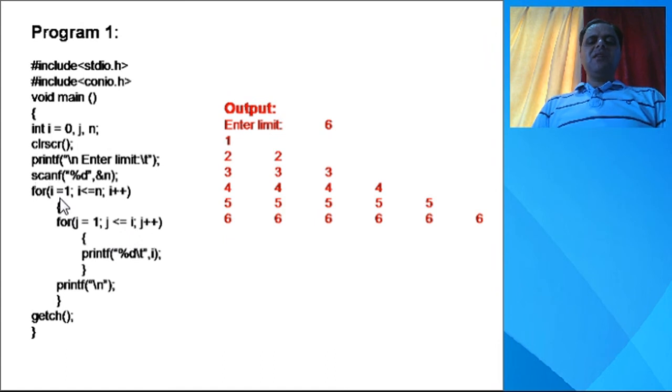Then i goes here, and the value of i becomes 5. In this case 5 got printed, then the value of i becomes 6, and 6 got printed, then the value of i becomes 7. So 7 is not less than or equal to 6, so this outer loop fails, and the control goes out of the outer loop. See, this is the output of this program.